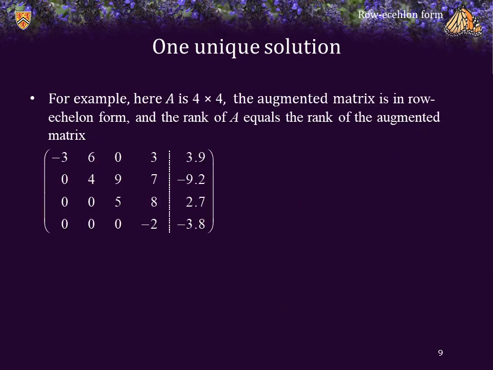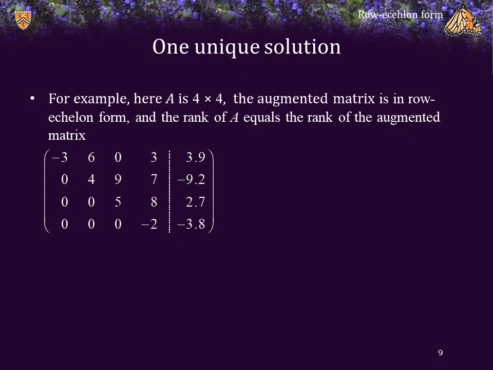Here's another example. Here A is a 4x4 matrix. This represents a system of 4 linear equations in 4 unknowns. The augmented matrix is in row echelon form, and the rank of the matrix A equals the rank of the augmented matrix. Also, additionally, we see that A is indeed an upper triangular matrix with no zeros on the diagonal.